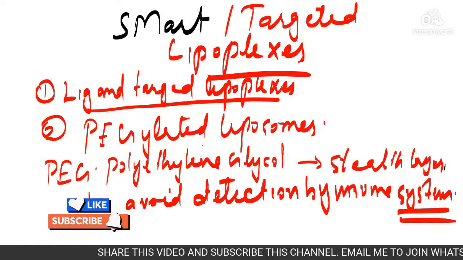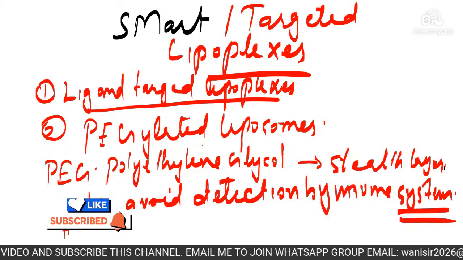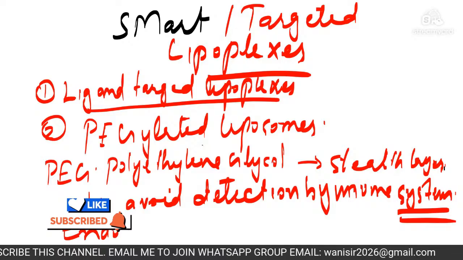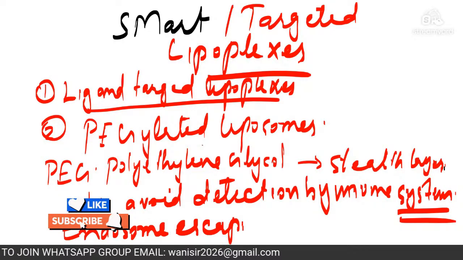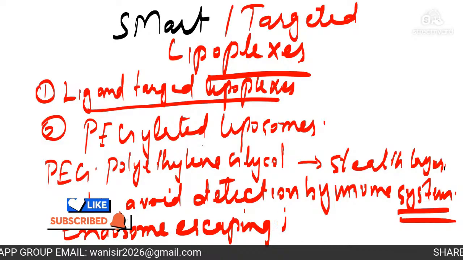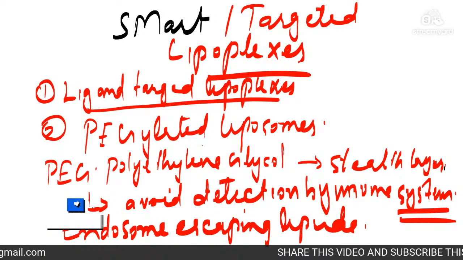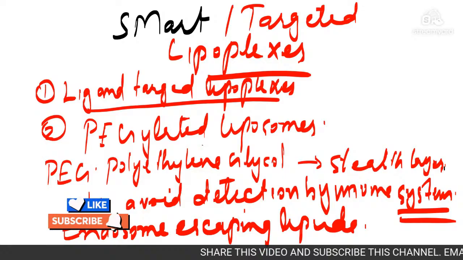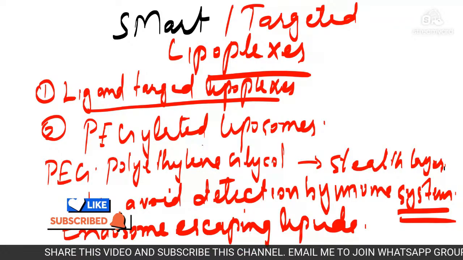Now, endosome escaping liposomes. The third is endosome escaping liposomes, or lipids. Some lipid mixtures are specially designed to fuse with or disrupt the endosomal membrane, reducing the chance of DNA getting trapped or degraded inside the endosome.